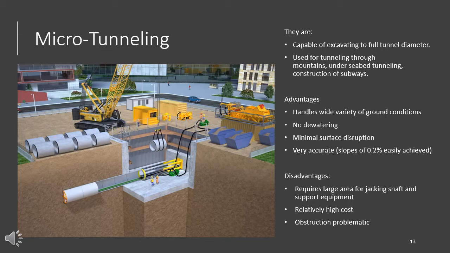and the thing about this technology is that it can be very accurate. Sloping of 0.2% is easily achieved here. Now, some of the disadvantages of this technology, however, is that it requires a large area for jacking shaft and support equipment. With this technology, relatively, you're going to be having a high cost, and if there is an obstruction when doing the tunneling, the obstruction is going to be problematic for this technology.